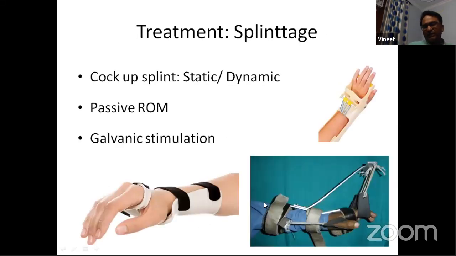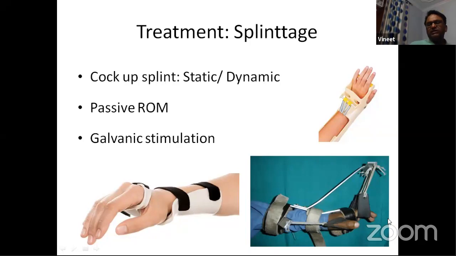Splintage, various splints are available. A simple wrist immobilizer, a beautiful costly splint like this, a dynamic cock-up splint, or something which is available at a lesser cost, which is bulky and has social stigma, makes the use of hand difficult. So a patient who's going to the office just needs to stabilize the wrist, may choose just a wrist immobilizer and nothing more than that.